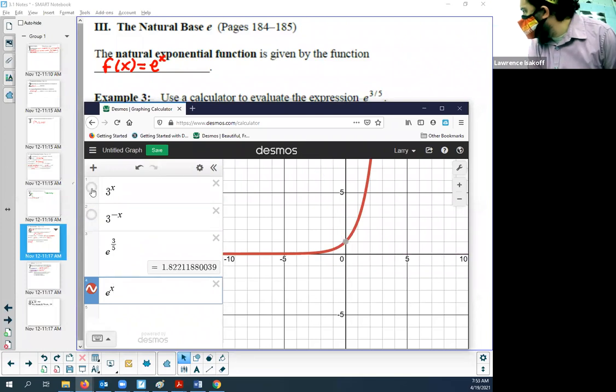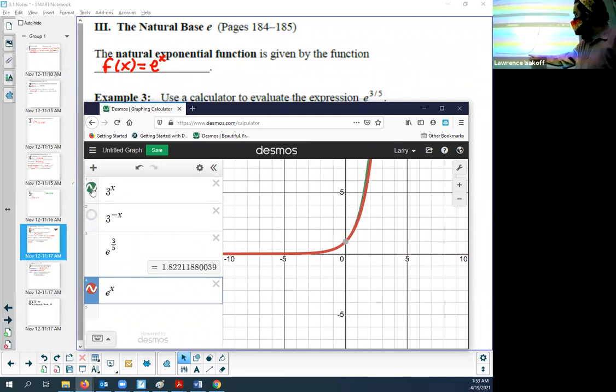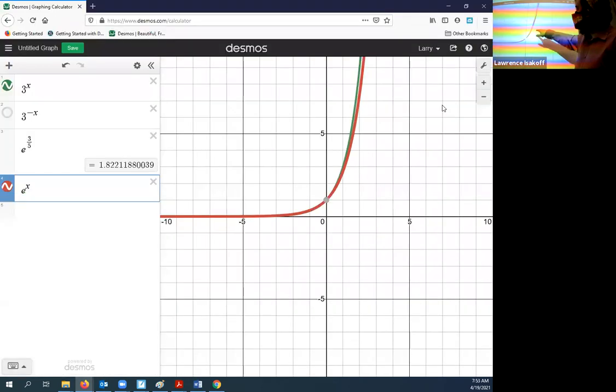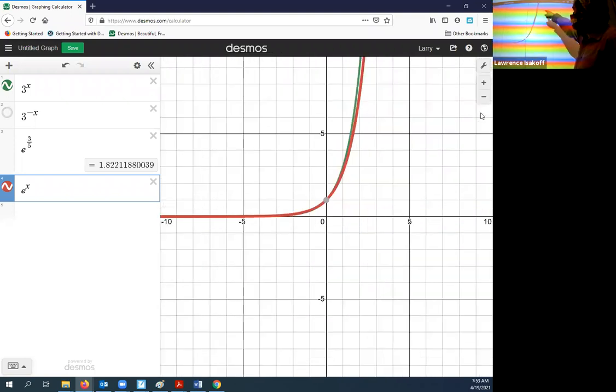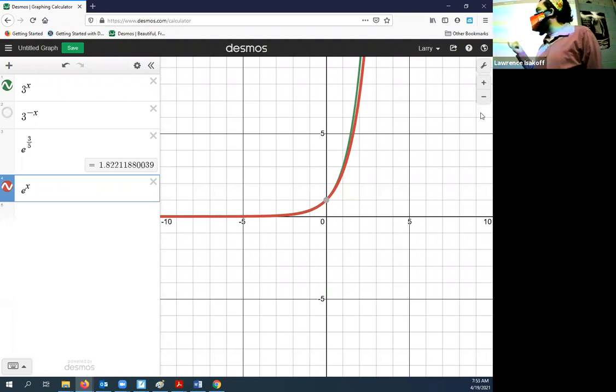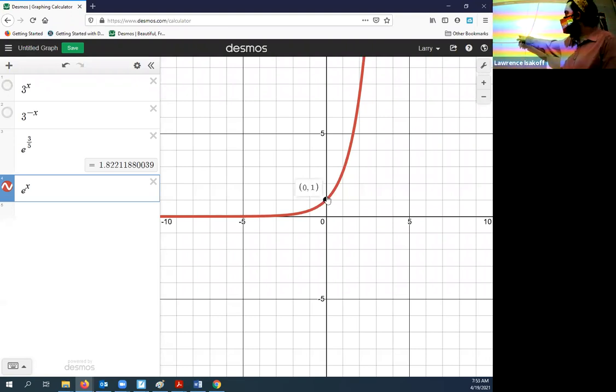Now, actually, I want to look at it compared to 3 to the x. You notice, okay, there we go. We're starting to see a little more of a gap towards the top here. e to the x and 3 to the x are very similar. e would round to the nearest whole number, 3. So it makes sense that those graphs look pretty similar. Again, my y-intercept, (0, 1). And again, all that behavior is similar to those other ones that we looked at.